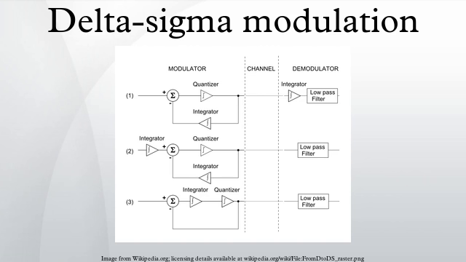Both analog-to-digital converters and digital-to-analog converters can employ delta-sigma modulation. A delta-sigma ADC first encodes an analog signal using high-frequency delta-sigma modulation, and then applies a digital filter to form a higher resolution but lower sample frequency digital output.